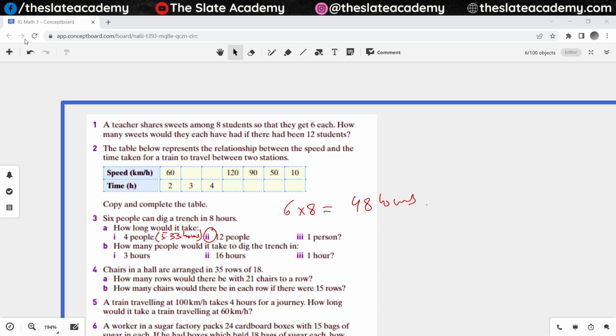Understood? Did you understand this first thing? And now this 48 hours is to be done by 4 people. Instead of being done by 6 people, we are dividing this whole work, the same amount of work, among 4 people. So 48 divided by 4 will be equal to 12 hours. Understood? If you could now reassess your answers to part 2 and 3.